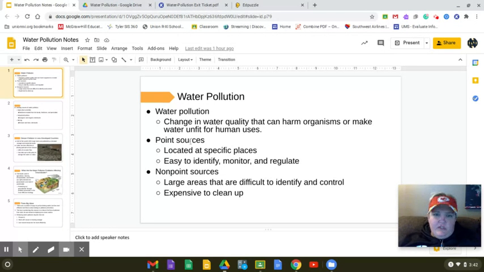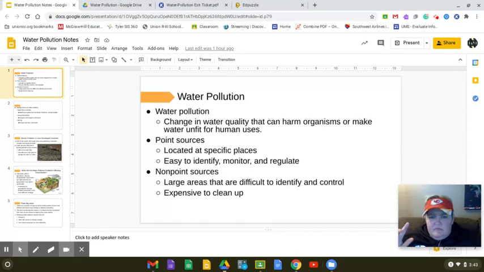There's what's called point source and non-point source. Basically, what a point source is, it's where you can actually pinpoint where the pollution is coming from. Okay, it's specific, like you can trace back. So it's located at specific places, easy to identify, easy to monitor, easy to regulate, and sometimes easy to stop. Okay, but we're actually able to prevent a lot easier with the point source one.